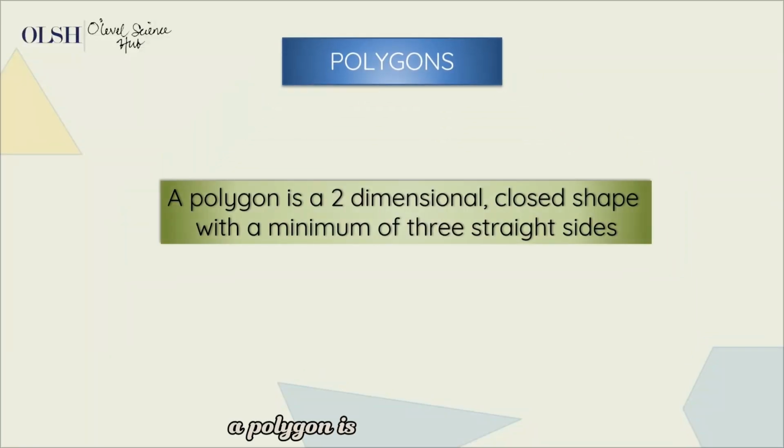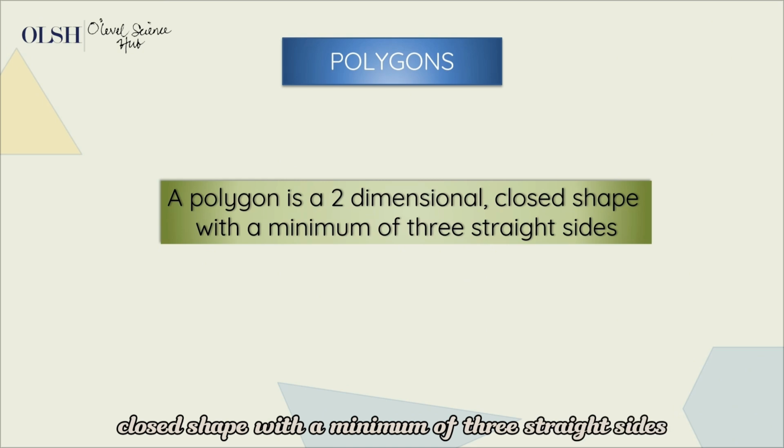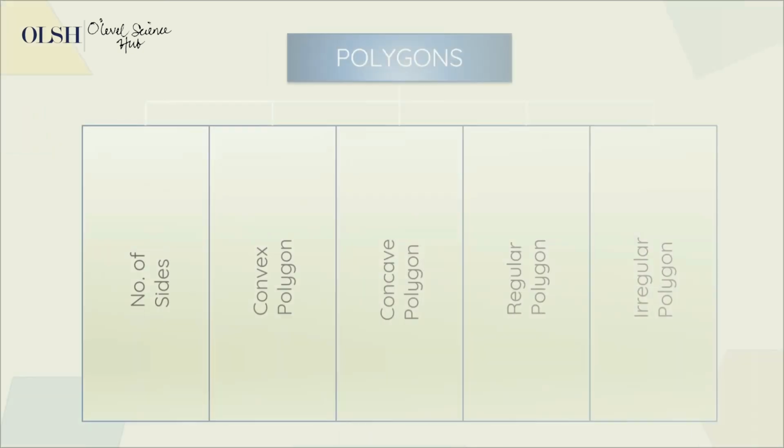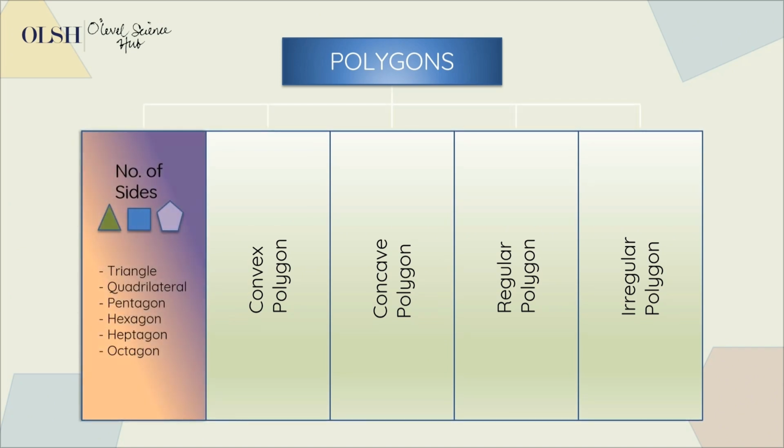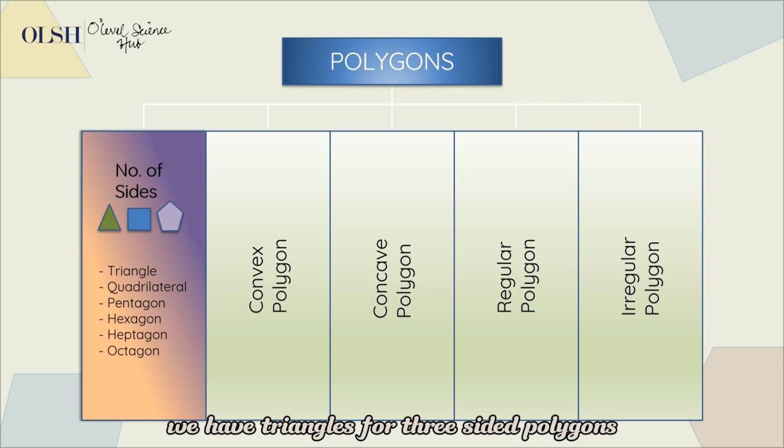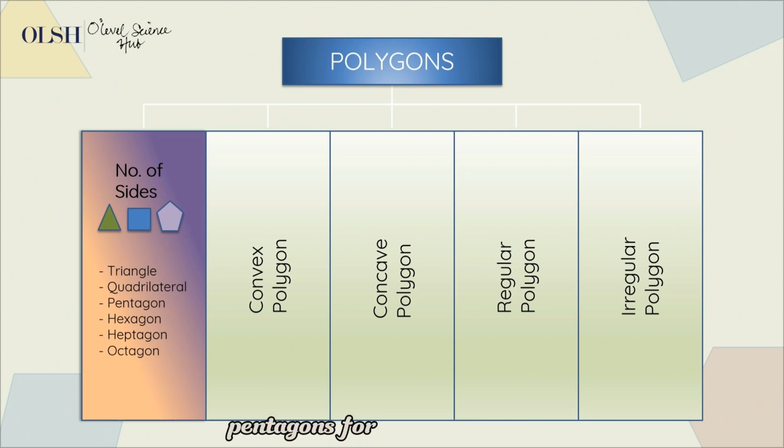A polygon is a two-dimensional closed shape with a minimum of 3 straight sides. They have several classifications based on the number of sides. And for that, we have triangles for 3-sided polygons, quadrilaterals for 4-sided polygons, pentagons for 5-sided polygons, hexagons for 6-sided polygons, heptagons for 7-sided polygons, octagons for 8-sided polygons, and so on.